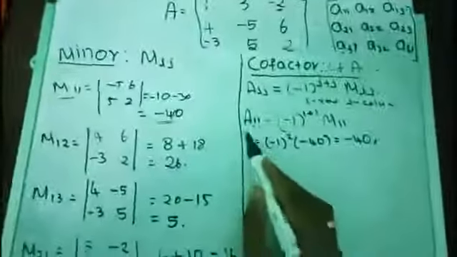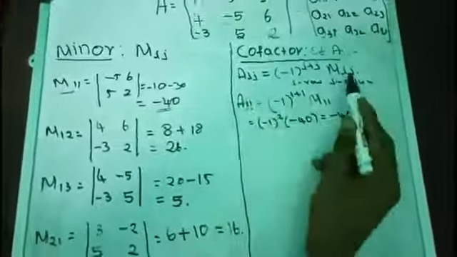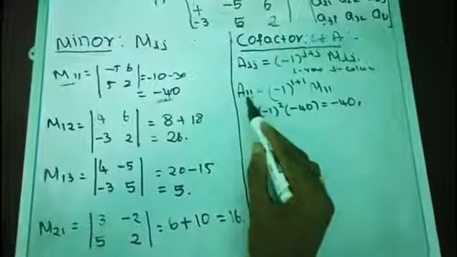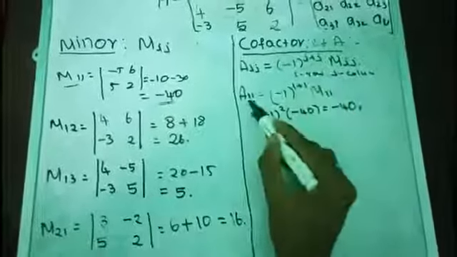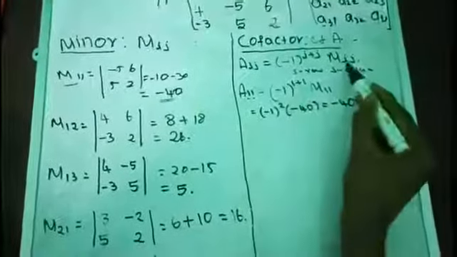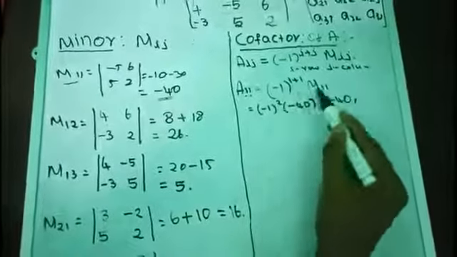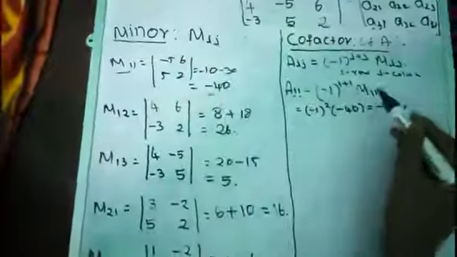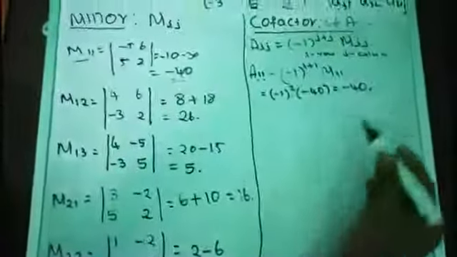So the first thing is we have to find the cofactor of A. That means Aij, which is equal to, this is the formula. So i means row, j means column. So A11, first row first column. This is the formula minus 1 power i plus j, i value 1, j value 1. So minus 1 power square M11. Already we had the M11 value here, 40, because M means minor. So minus 40, just minus 40.